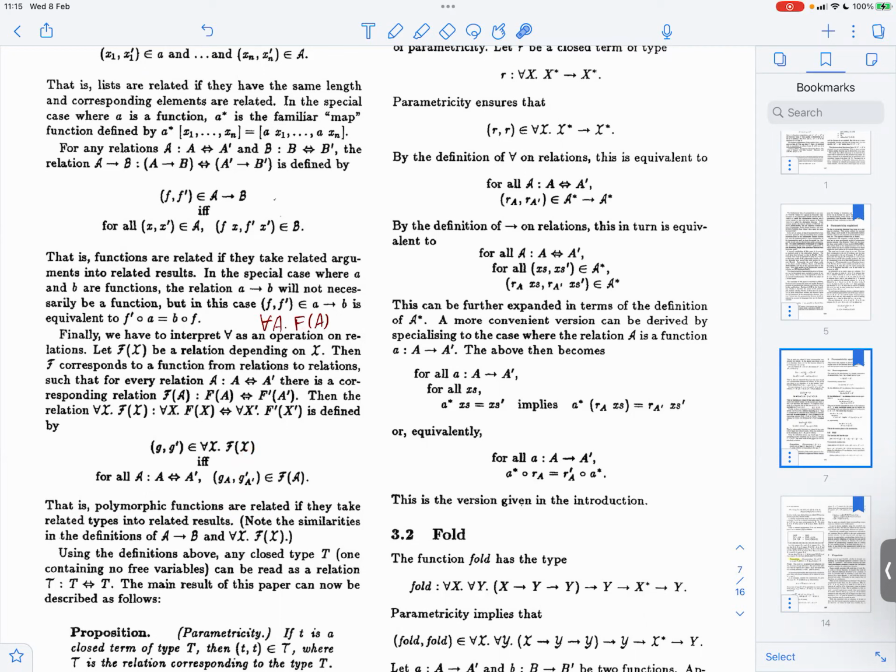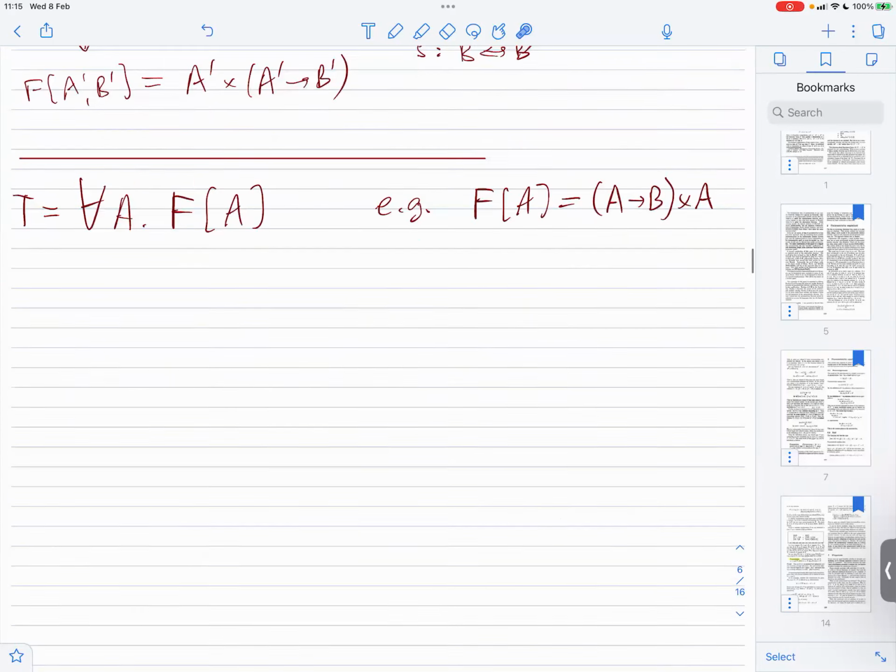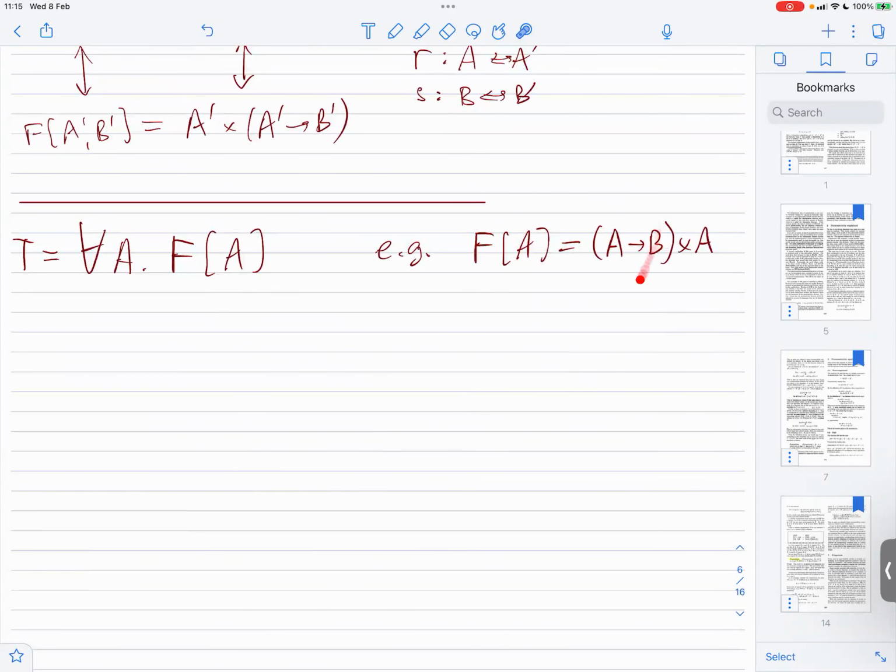We have not answered this question, how to translate this into a relation. Interrelation between what? We haven't explained. So, and then you read, using the definitions above, any closed type T containing no free variables can be read as a relation T to T. Okay. What about types that are not closed, like this type that has another type parameter that is free?